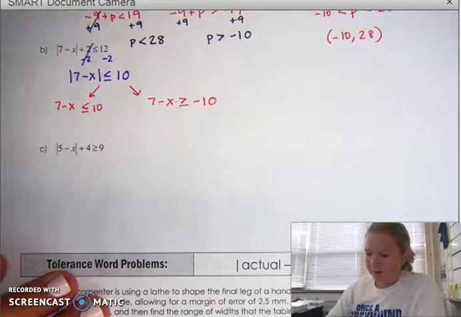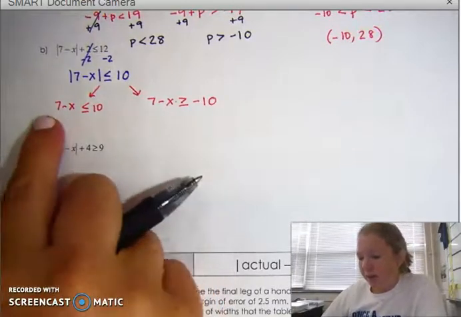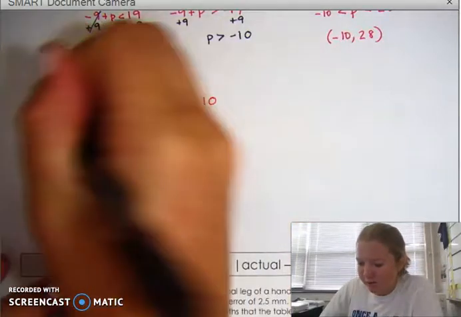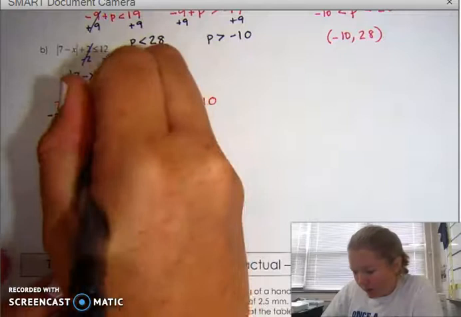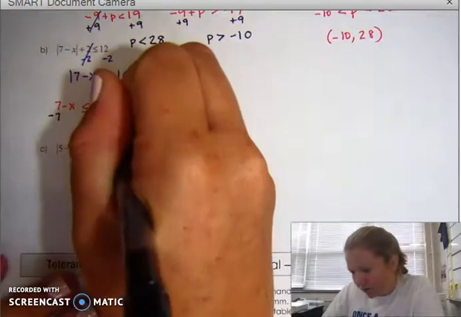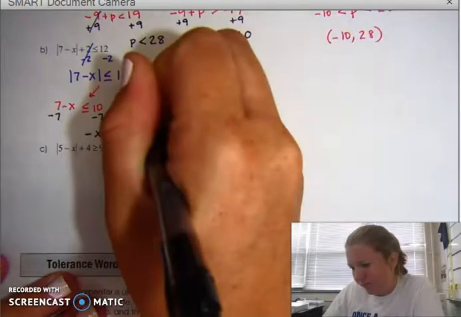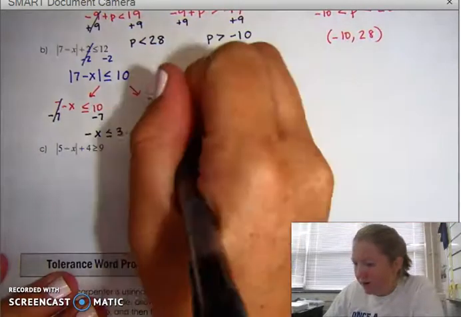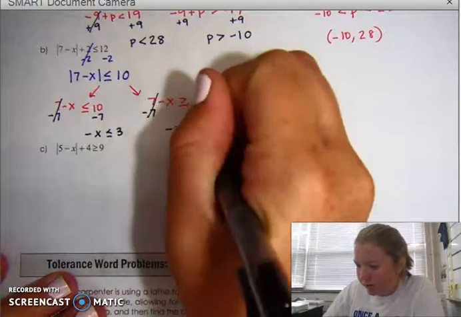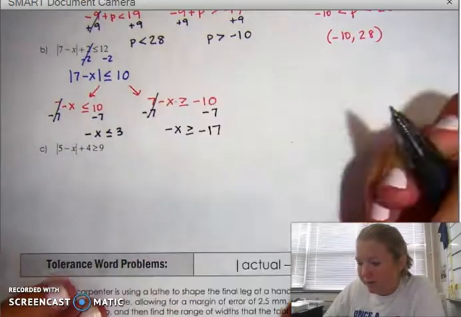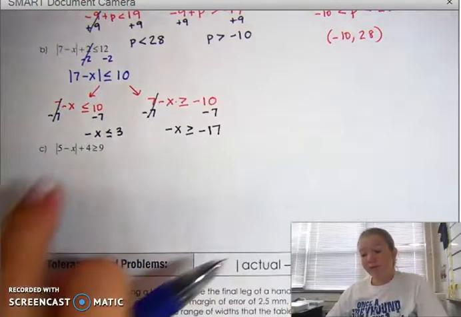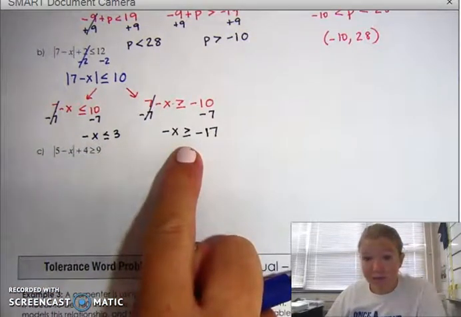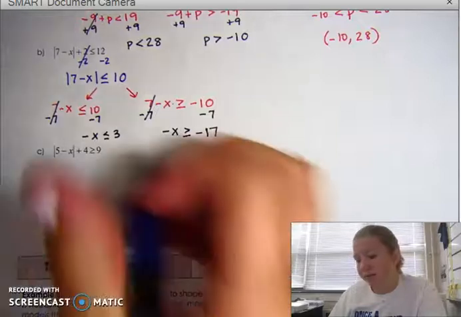Alright, next step is I need to get rid of this 7, so I'm going to subtract 7 from both sides. Negative X is less than or equal to positive 3. And then negative X is greater than or equal to negative 17. Alright, now we have a negative X left. We want the X to be positive, right? So we're going to divide both sides by negative 1.